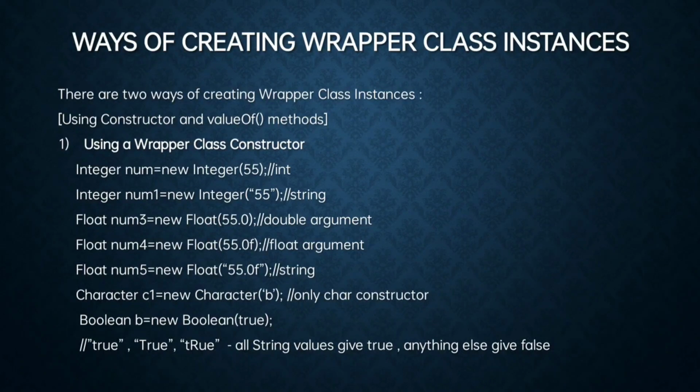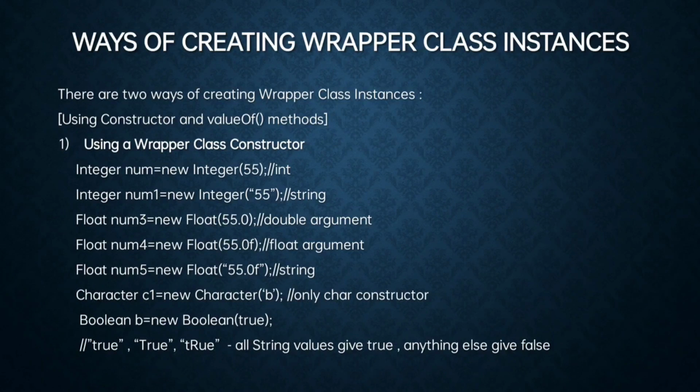Boolean contains true and false. So Boolean b equal to new Boolean, we are passing true as an argument. So only the string value true gives true, anything else gives false. These are some of the examples for creating wrapper classes using the constructor.